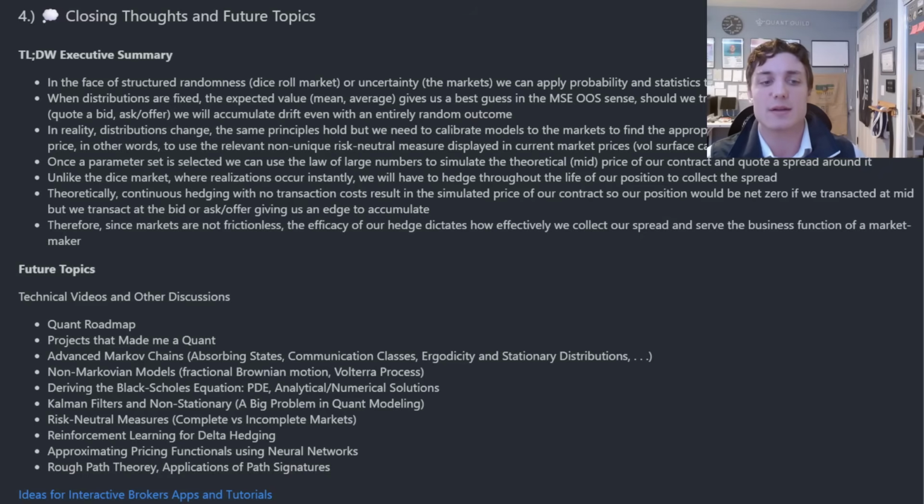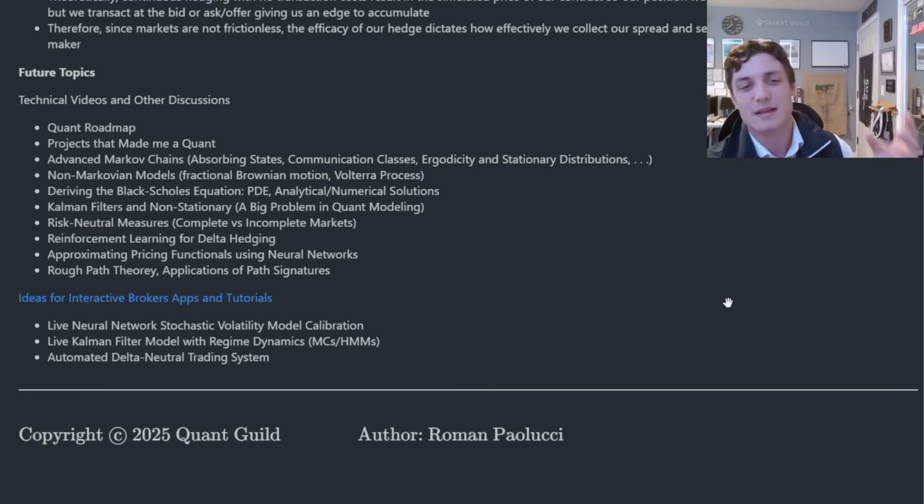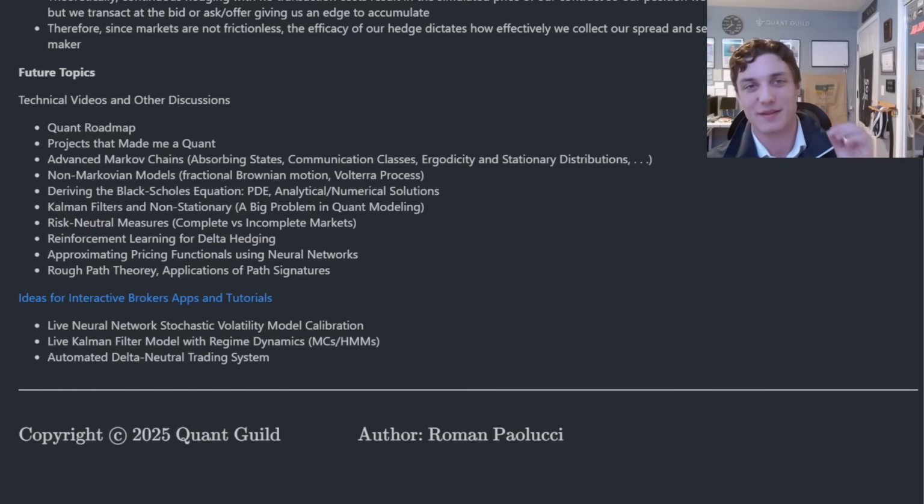Some future topics, technical videos, and other discussions to look forward to. I'd like to develop this idea of a quant roadmap, how I would go about studying if I had to start all over again. I think there's some interest in this topic, so let me know in the comments below if that is the case. I'd also like to cover some projects that I consider made me a quant, how I received my first quant offer. I'd also like to get into more advanced Markov chains, something you might see in a stochastic processes class. Definitely more niche, non-Markovian models, this idea of reinforcement learning for delta hedging, approximating pricing functionals, and rough path theory and applications of path signatures.